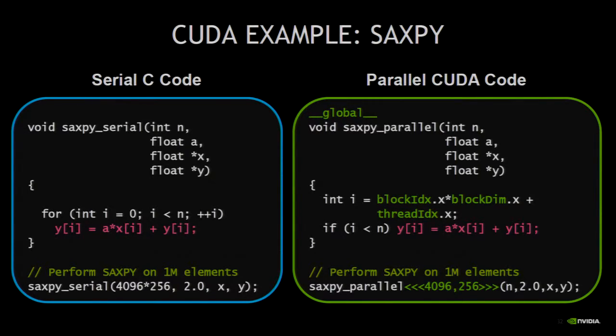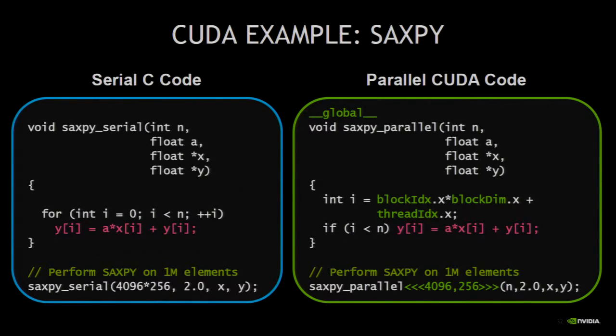We have the int i, where we compute the index of the element we want to process, using the block dimensions and thread dimensions. Then we do the computation, which is exactly the same as on the left side, and that's it. Then we need to call this function from the host. This is where the triple bracket syntax comes in. You specify the grid dimension, the block dimension, and then provide all the arguments, and there you go. You can launch this program on the GPU.